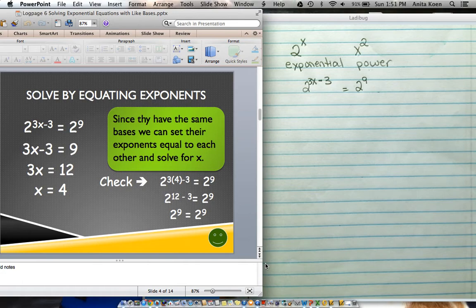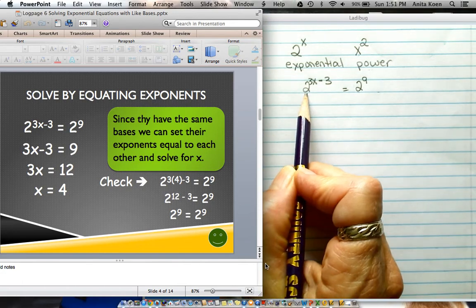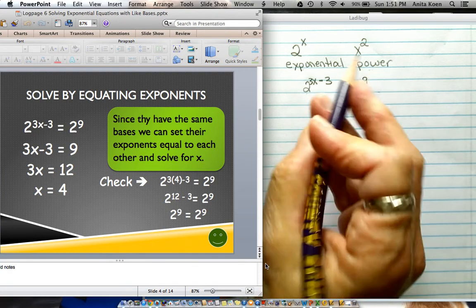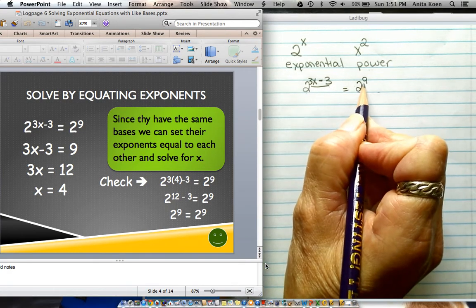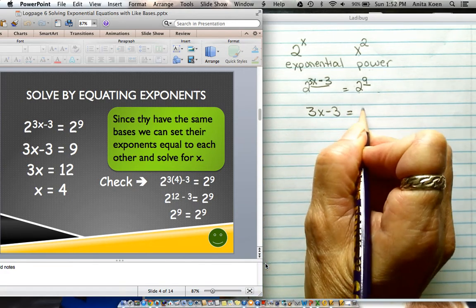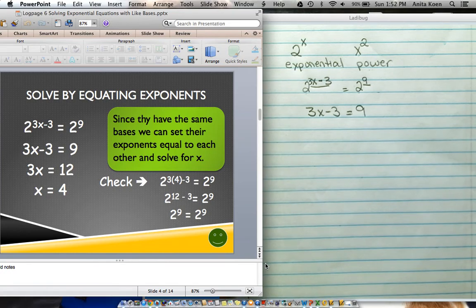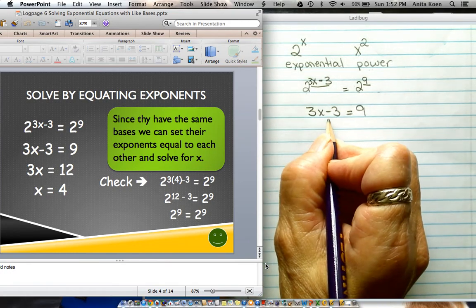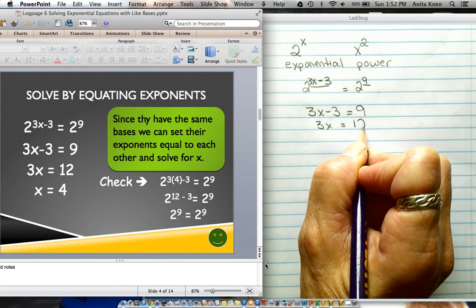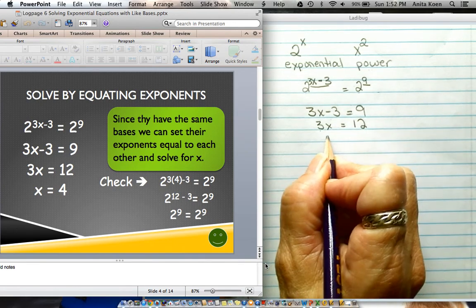All right? The first question is, are these bases the same? Yes, these bases are the same. And since their bases are the same, we can then take this exponent and set it equal to this exponent. So 3x minus 3 equals 9. At that point, we're just going to solve for x. So we're going to add 3 to both sides. So 3x equals 12. And then we're going to divide both sides by 3.